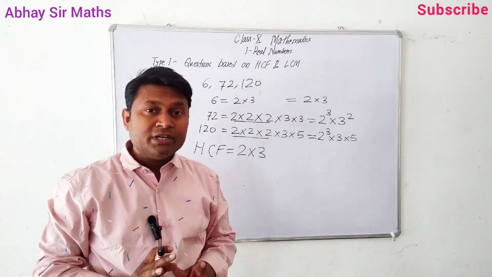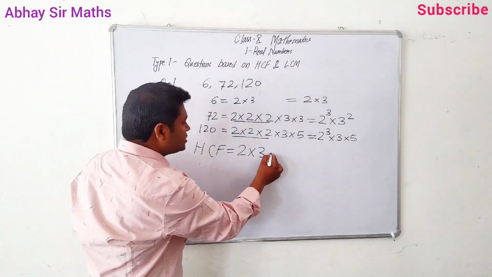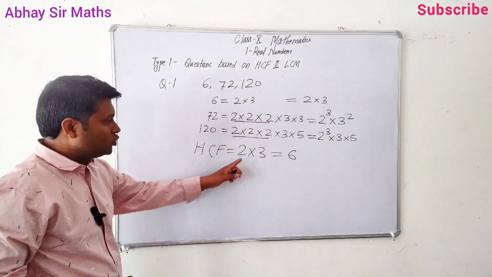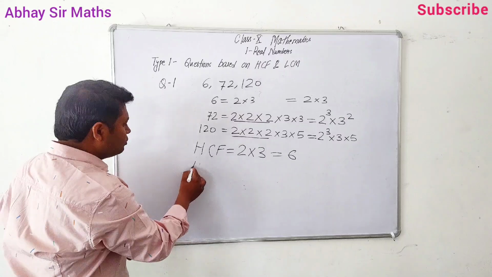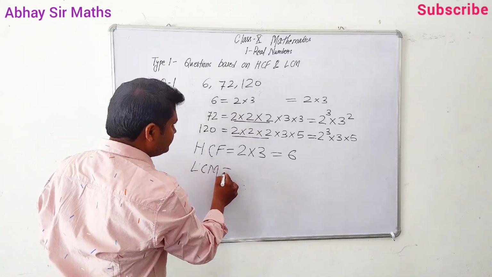Now is there anything common? No. So our answer will be 6. 2 multiplied by 3 and 6 is the HCF. Now let us talk about LCM.